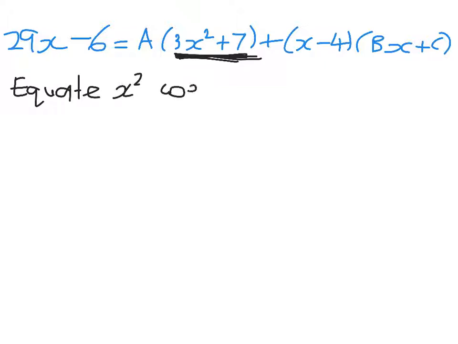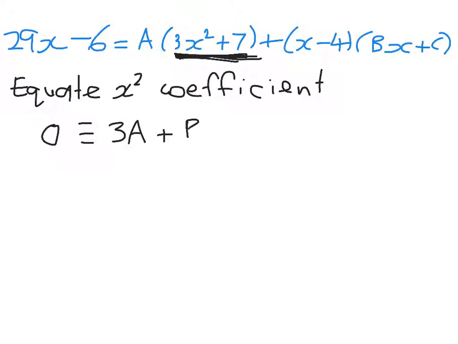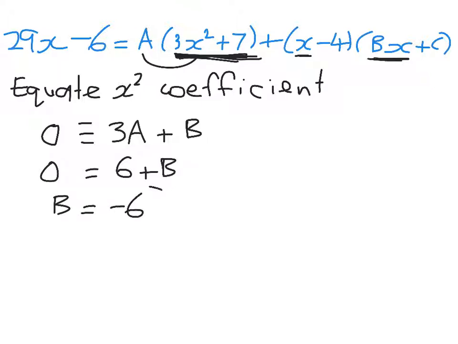Equating the x squared coefficient, look on that left hand side, there isn't any x squared term, so its coefficient is 0. We've got 0x squared there. And then over here we've got 3ax squared plus bx squared. So there's my x squared term in there, and there's my x squared term in there. So that tells me that 0 is equal to 3 times 2, 0 is equal to 6 plus b, so b is equal to negative 6.